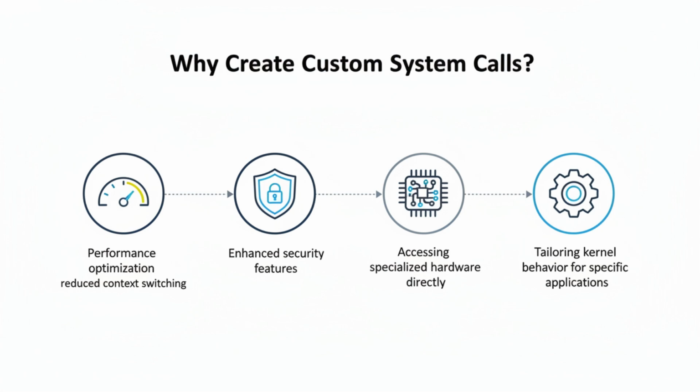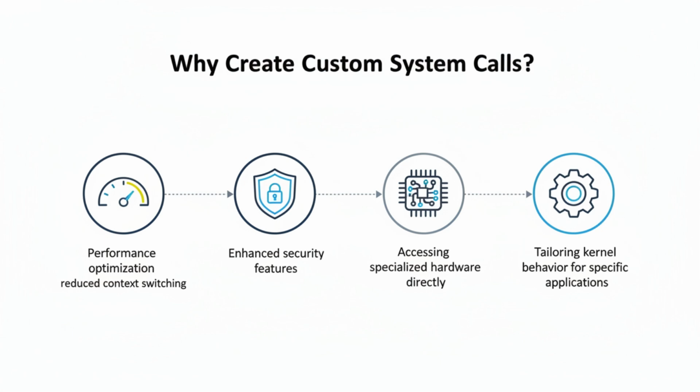So, why would you want to create your own system calls? The primary reasons often revolve around performance, security, and specialized functionality. For instance, you might need highly optimized data paths for network processing that existing calls don't provide, or a secure way to access specific hardware resources without complex user space drivers.